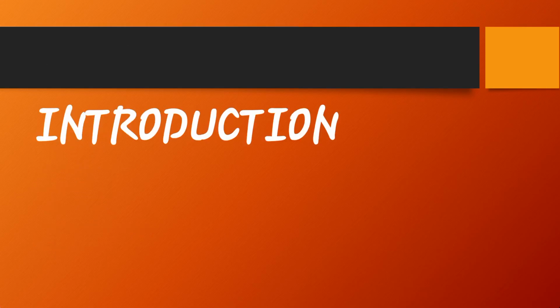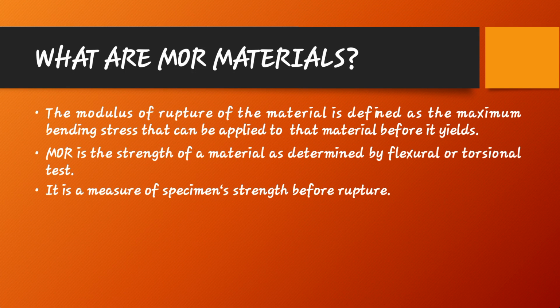So first, introduction. What are MOR materials? The modulus of rupture of the material is defined as the maximum bending stress that can be applied to that material before it yields. MOR is the strength of a material as determined by flexural or torsional test. It is a measure of specimen strength before rupture.